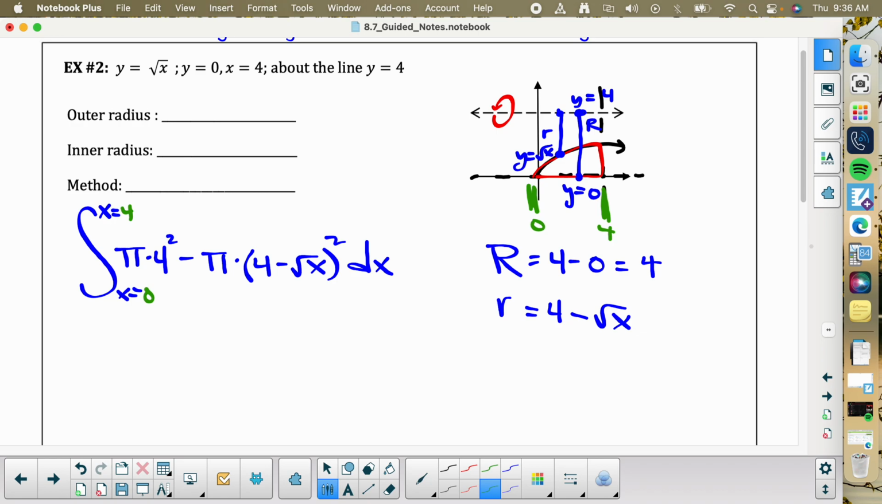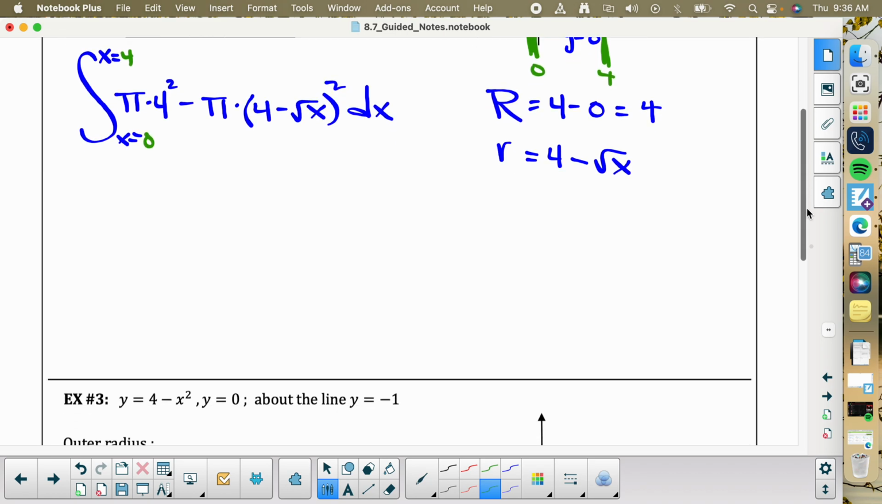I would move the pi outside. Okay? Personally, I don't like that one, but there's nothing wrong with it. So I will do it just for you. Okay, so pi integral 4 squared, 16, minus 4 minus root x squared dx from 0 to 4. I'm assuming that's what you meant. Okay, so both pi's can be written out front. I think you mean it correctly. Are you trying to integrate the 16? Then yes, you can do that.